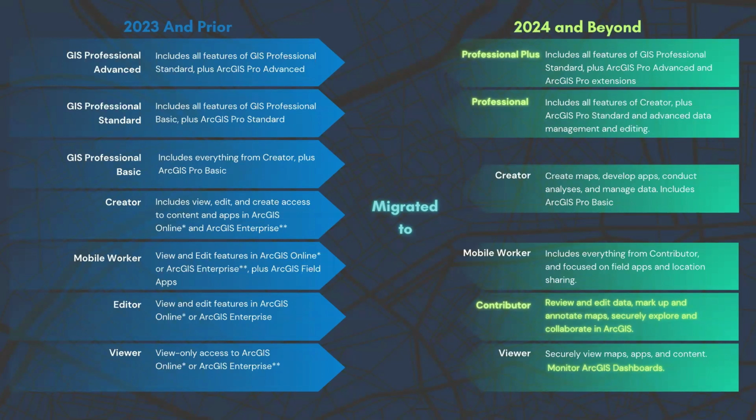The GIS Professional Standard and GIS Professional Advanced user types are now replaced with the ArcGIS Professional and ArcGIS Professional Plus user types, respectively. Along with this, they now come with access to ArcGIS Pro. The Professional and Professional Plus licenses now give you access to a variety of extensions you would previously have had to purchase as add-ons. Again, a very welcome change.